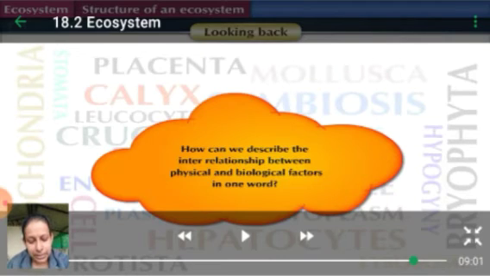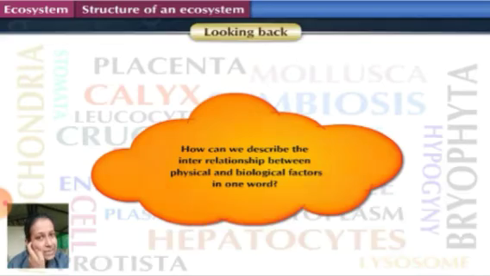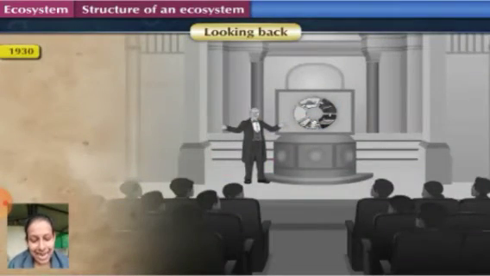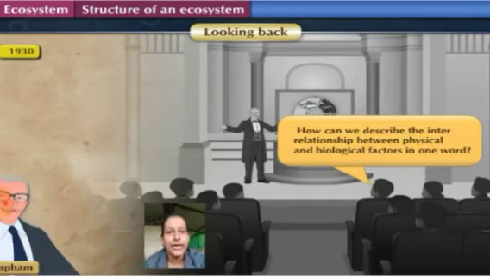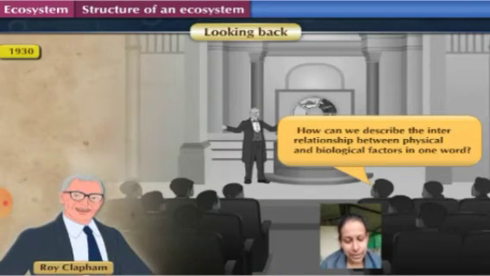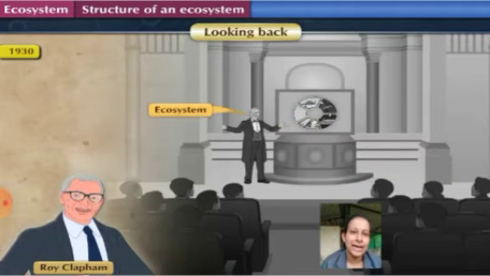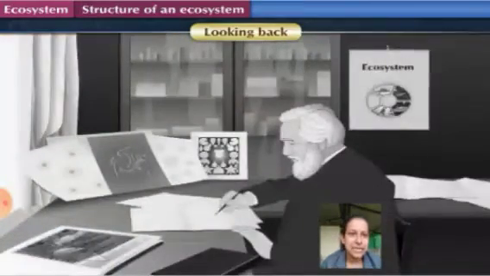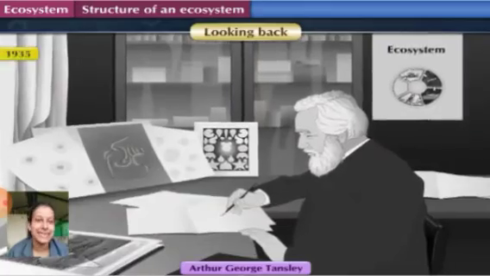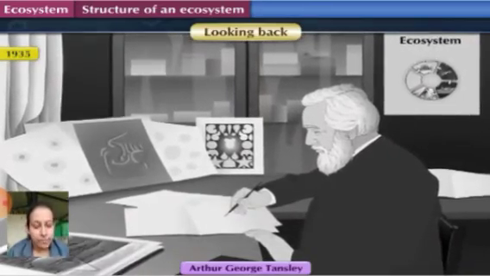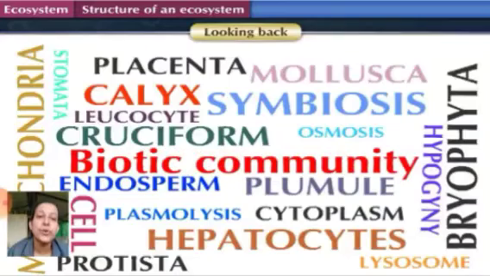It was in 1930. In the year 1930, this question was asked to a scientist, Roy Clapham. So he coined the word ecosystem as his answer. His colleague, Arthur George Tansley, also used this word in the year 1935. Biotic community is also another name for ecosystem.